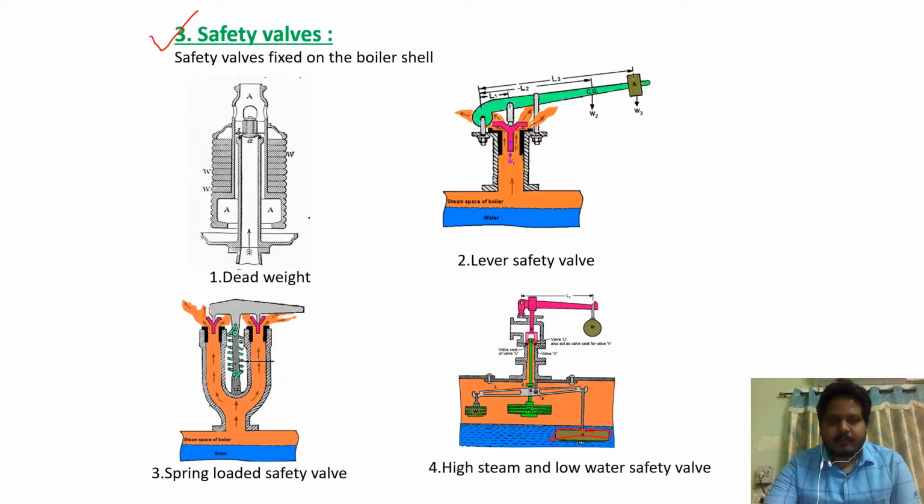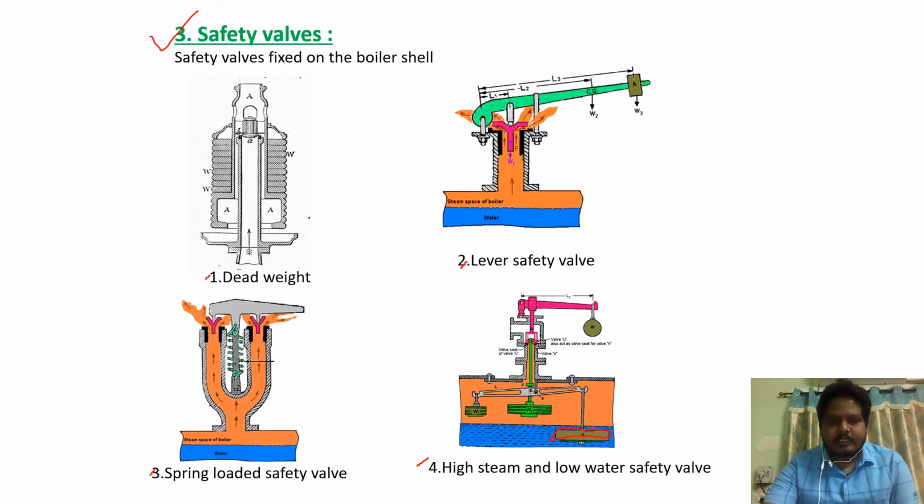Now let us see another type of mounting, that is the safety valve. A safety valve is used to relieve the pressure inside the boiler, and it also protects the boiler from exploding. Based on the arrangement, safety valves are divided into four types: dead weight valve, lever safety valve, spring loaded safety valve, and high steam and low water safety valve. Now let us see them one by one.